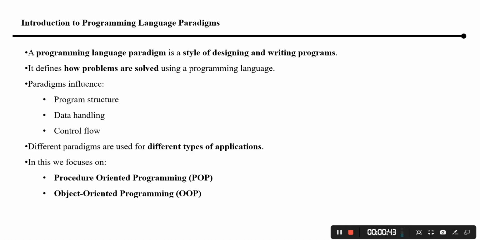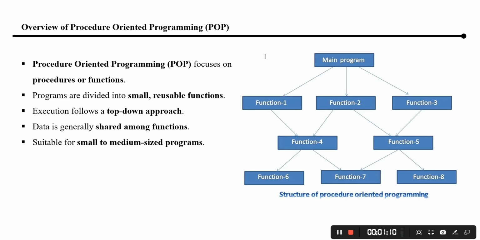The programming paradigms influence the program structure, that is the way we write the program, the way we handle the data, that is called data handling, and the flow between various modules or parts of the program. So different paradigms are used for different types of applications, and here we focus on procedure-oriented programming and object-oriented programming paradigms.